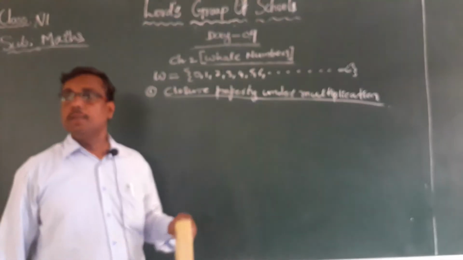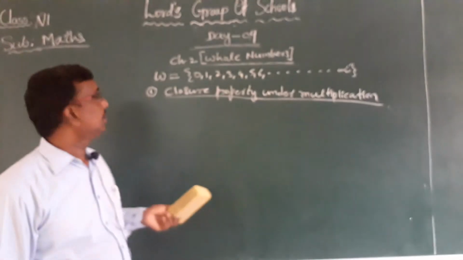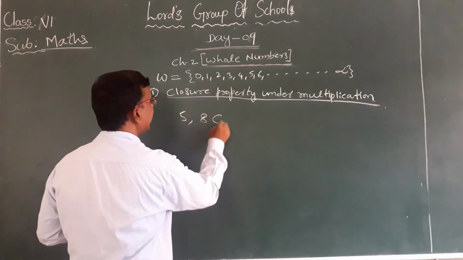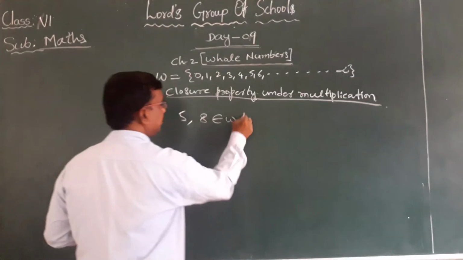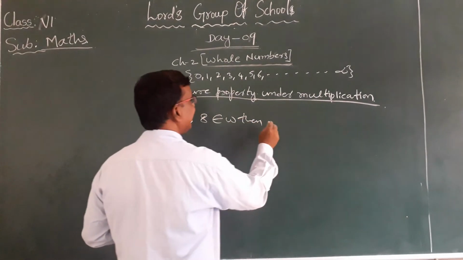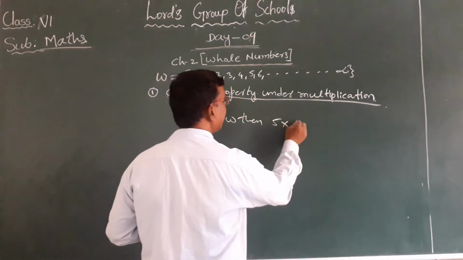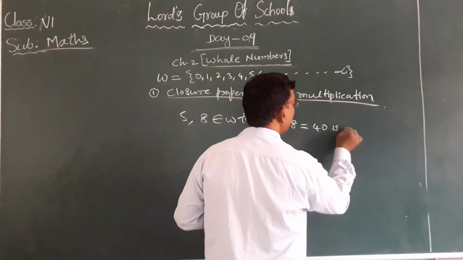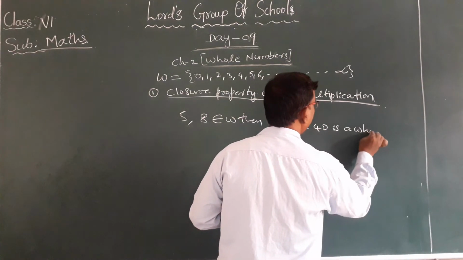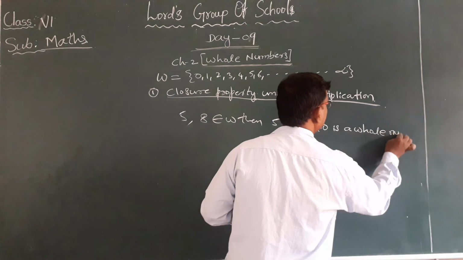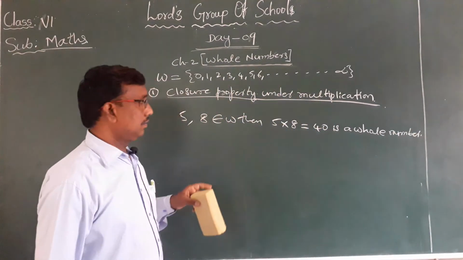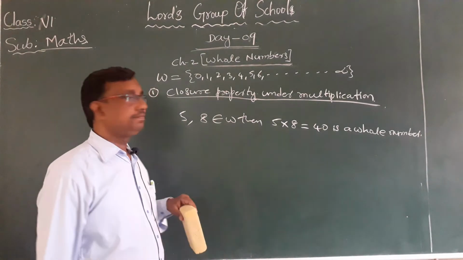Closure property under multiplication. In this case, take any two whole numbers. Let us take 5 and 8, or any two whole numbers. Then, what is 8 into 5? When you multiply 8 with 5, what do you get? 8 into 5 is 40. Yes, 40 is also a whole number.